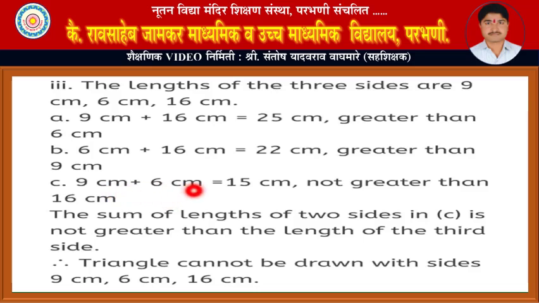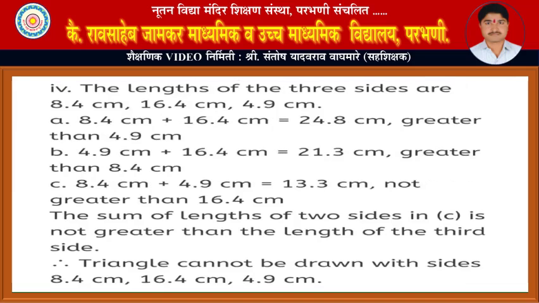9 centimeter plus 6 centimeter is 15 centimeter. 15 centimeter is not greater than 16 centimeter, which is the third side. The sum of the lengths of two sides in C is not greater than the length of the third side. Therefore, triangle cannot be drawn with sides 9 centimeter, 6 centimeter and 16 centimeter. Even if one of the conditions is not fulfilled, then we say we cannot draw the triangle. So you have to write the answer for all A, B and C and then state your reason.